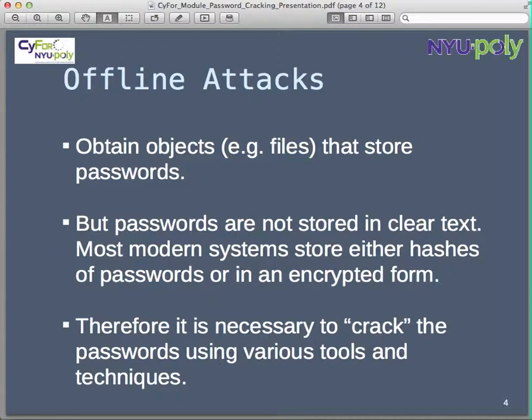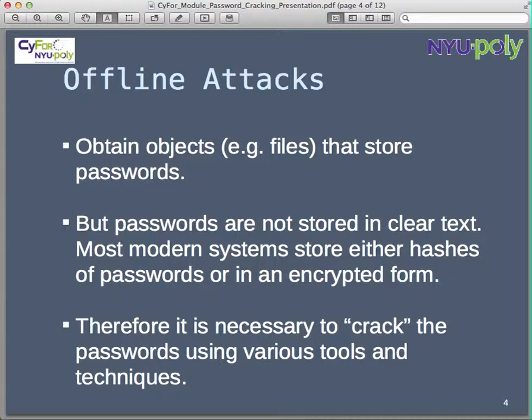You can have access to, let's say, a file such as the password file or a shadow file used on Unix systems, or you could get access to a database. You may be able to launch an SQL injection attack and be able to retrieve stored passwords or password hashes or other forms of passwords in that database. So there are a number of ways you can actually get access to such lists of passwords.